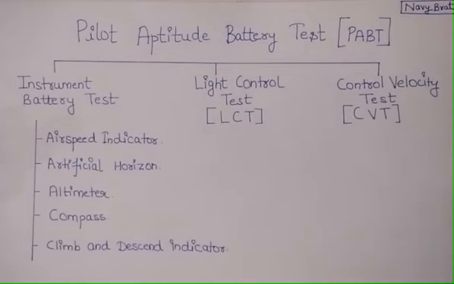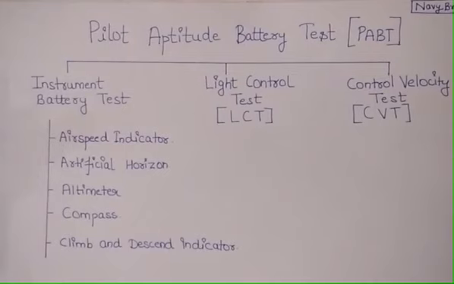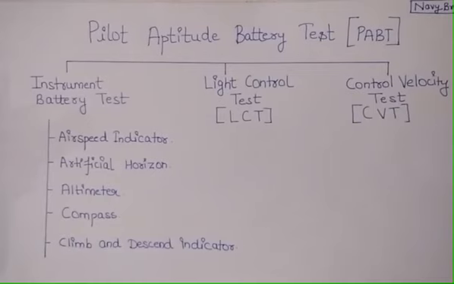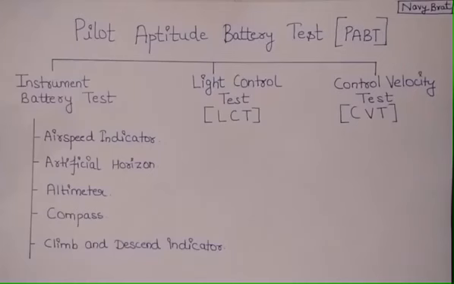The next one is the compass. The compass shows that it is heading towards 180 degrees, south. The next one is the climb and descent indicator. The arrow shows 0, which means it is neither climbing nor descending. So now I am going to give you some sample questions, and do comment below after solving them.